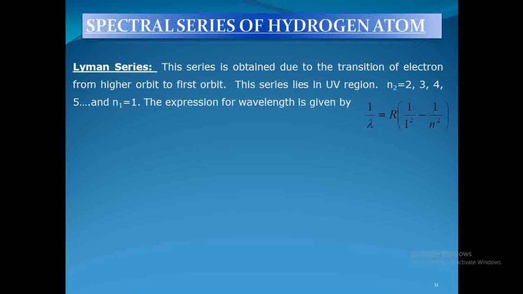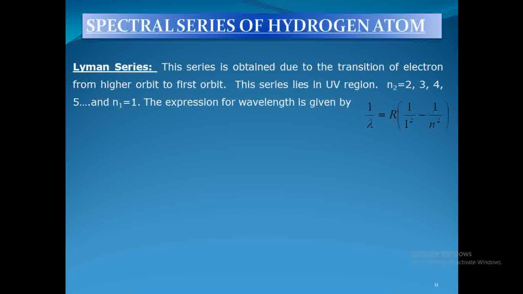So you will be having problems based on this, therefore be careful. If it is making a transition from the 4th orbit to the 1st orbit, take the value of n as 4. Here n, that is n2, is the higher energy orbit number. And the spectral series that you get will have wavelengths in the ultraviolet region, which comes before the visible region.